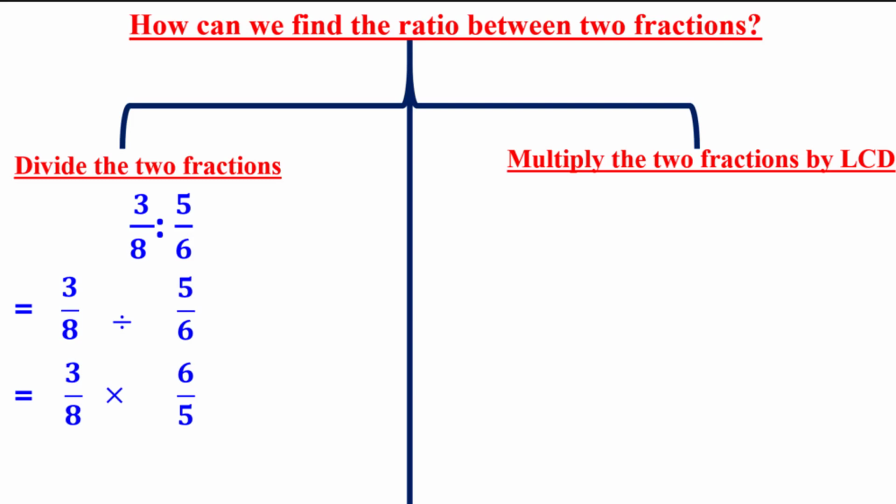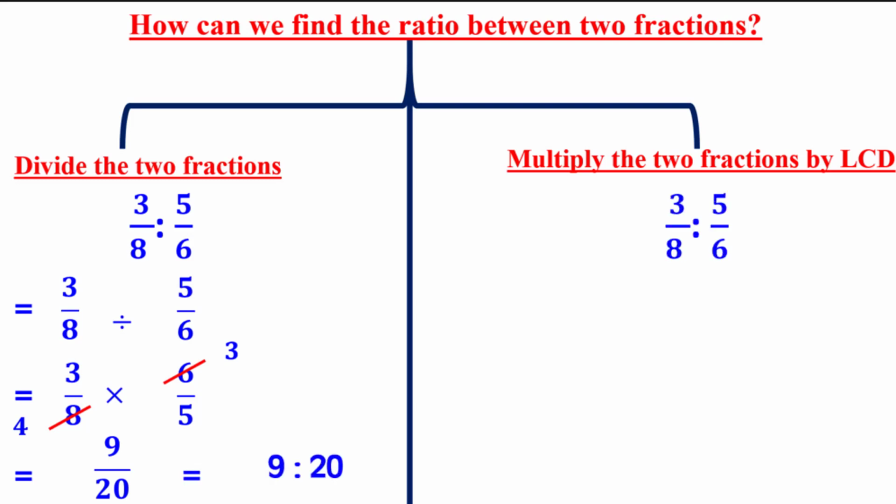We have a common factor between 8 and 6. Just simplify, dividing by 2. We will get 4, and 6 divided by 2 will be 3. Equals 3 times 3 equals 9 over 4 times 5 equals 20. It will be 9 over 20. We can write the ratio as 9 to 20.